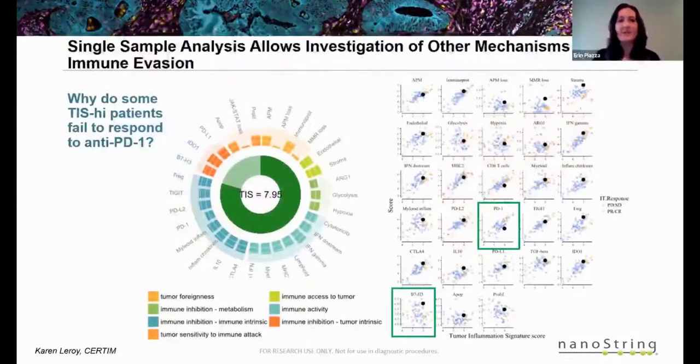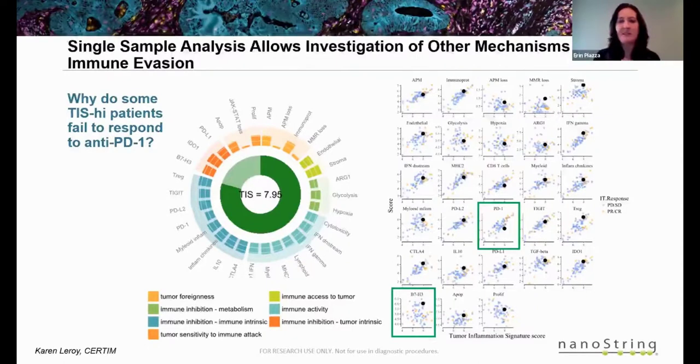And then one of the other helpful features of the IO360 panel is a single sample analysis that's possible through a specific fee-for-service data analysis that we do with that panel. In this case, you can see the tumor inflammation signature score for this particular single sample is high, and thus we would have predicted response to checkpoint blockade, but unfortunately this patient did not respond.